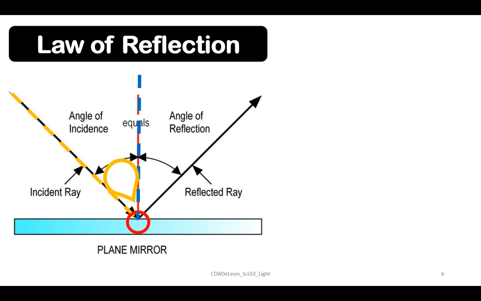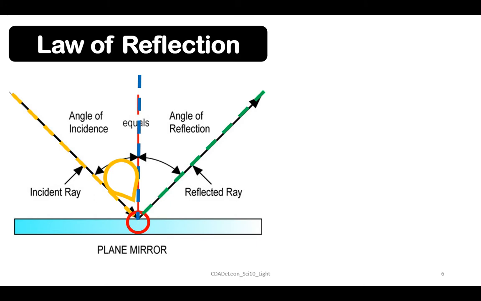Okay, that part is what we call the angle of incidence. That is the angle which an incident ray makes with a perpendicular to the surface at the point of incidence. So this is the line of the incident ray and the normal line. That is the angle of incidence.